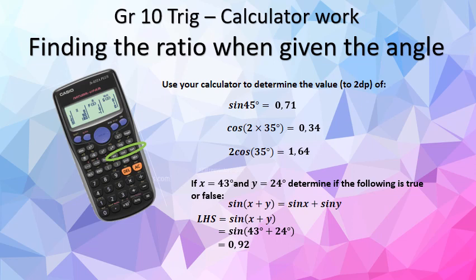Let's double check if the right-hand side gives us the exact same thing. If we take the calculator now, we're going to have to close brackets. Apologies, I didn't actually put brackets in that line, but you must press sine 43, close that bracket, plus sine 24, close that bracket, and you will see that the final answer is 1.09. Now 0.92 is not the same as 1.09, so left-hand side does not equal right-hand side.